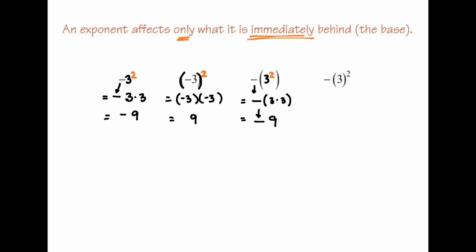Okay, last one. The exponent affects what it is immediately behind, parentheses, and there's always a pair. Negative is not affected, so it comes down, and there are 2 sets of parentheses multiplied together, and each of them has a positive 3. So negative comes down again. 3 times 3 is 9.